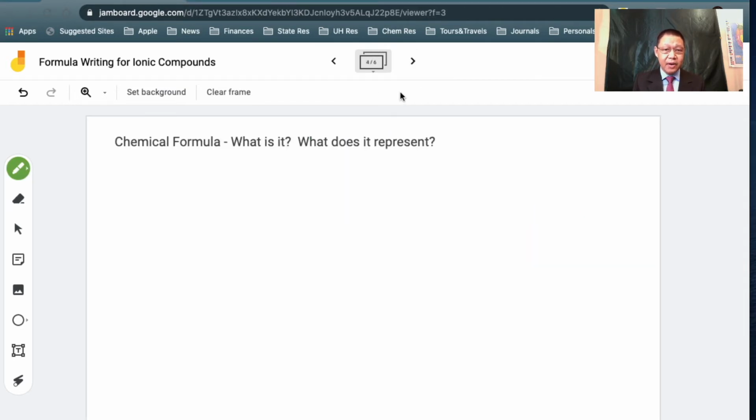So let's now address that question. What is a chemical formula? Well, a chemical formula is just a shorthand way of writing down the composition of a chemical compound. A chemical compound, on the other hand, is just a substance, any substance. That's what you call a chemical compound. Now what you need to understand about a chemical compound is that it's always electrically neutral.